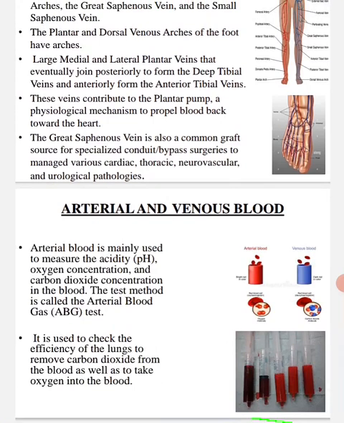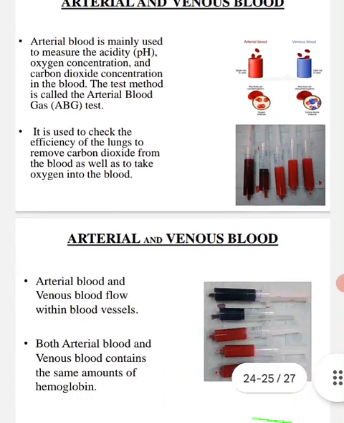Arterial and venous blood. Arterial blood is mainly used to measure the acidity, pH, oxygen concentration, and carbon dioxide concentration in the blood. The test method is called the arterial blood gas test. It is used to check the efficiency of the lungs to remove carbon dioxide from the blood as well as to take oxygen into the blood.